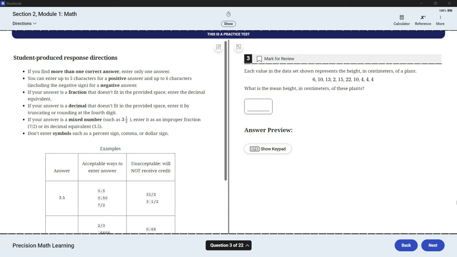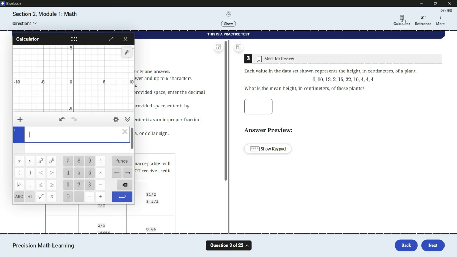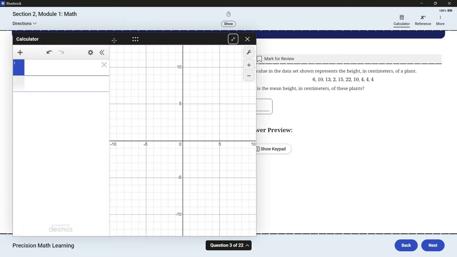Hey everyone, so today we're just going to do a quick review on how to use the Desmos Graphing Calculator on the digital SAT. So for our first example here, I wanted to go over a little known feature of the Desmos Calculator. We just open it by using the calculator icon up here. We can make it a little larger.